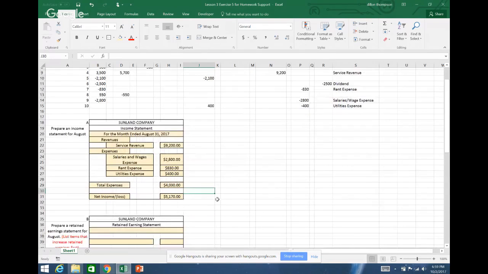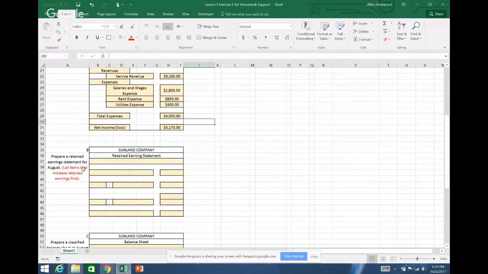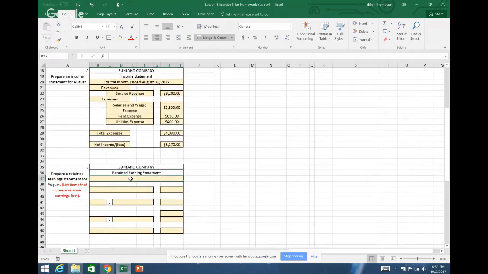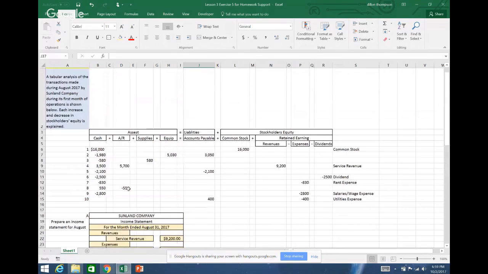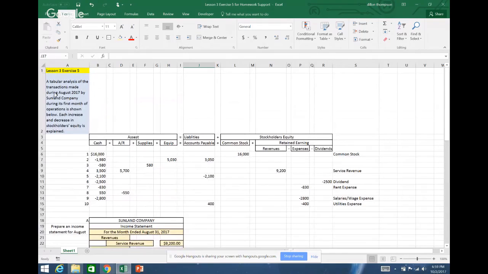For portion B, we're looking at a retained earnings statement. So it says prepare a retained earnings statement for August. List items that increase retained earnings first. So this one is the date, and it works the same way as the income statement because it's a period of time. So we will be writing for the month ended August 31st, 2017. Once again, you can find that up here in their question and statement of the problem itself. Whether it's ended month or ended year, it'll specify, but in this case, it's ended month.